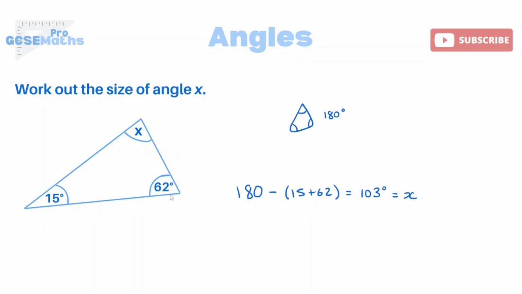So if you're given two angles in a triangle, you can always work out the third, as long as you remember that they add up to 180.